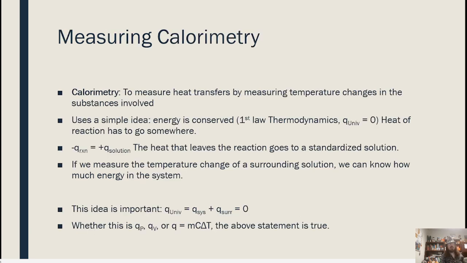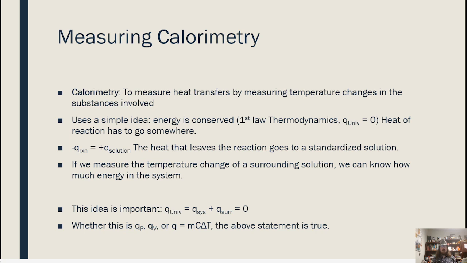Now, how will we measure this? It's all well and good to say this is the heat flow. Well, to measure this, we need things like a calorimeter. We'll talk about this in a second. But calorimetry measures the heat transfers by measuring the temperature changes. It's a simple idea that if energy is conserved, the heat in the universe, which is a change, is zero. If there's nothing outside the universe, no heat can flow out of it. The heat of a reaction has to go somewhere.